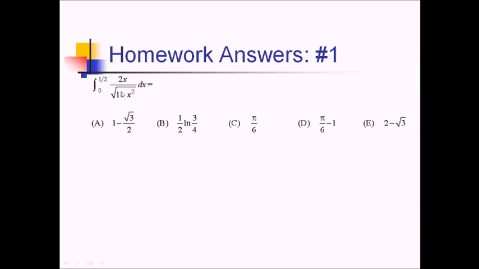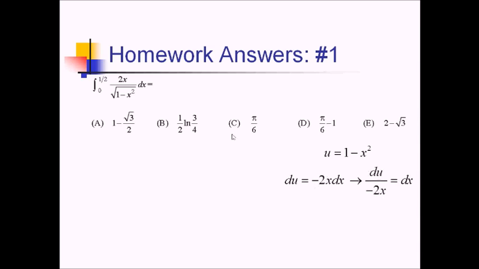I'm going to let u equal 1 minus x squared. I'm not going to mess around with that square root just yet. Derivative of that, we're going to have du equals negative 2x dx. And then I'll divide by negative 2x to get dx by itself.